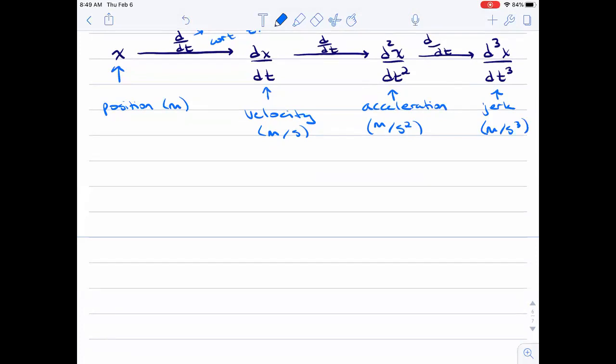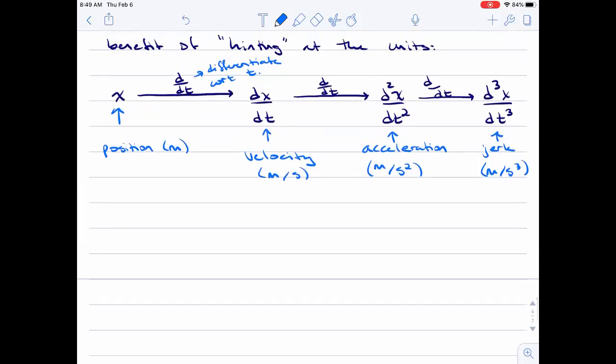So we've started with our position, and then we take the first derivative to get the velocity, the instantaneous velocity. Then we take the derivative of that to find the acceleration, how quickly we're accelerating. And then the jerk: you have to take the third derivative to find the jerk.